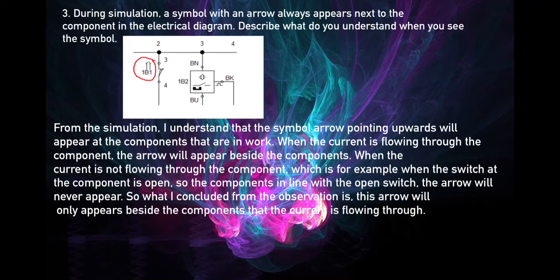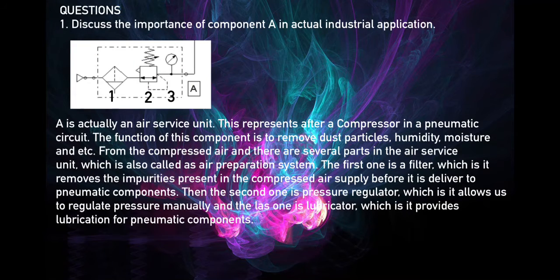When the current is not flowing through the component, for example when the switch at the component is open, the components in line with the open switch will never show the arrow. So what I conclude from the observation is that this arrow will only appear beside the components that the current is flowing through.